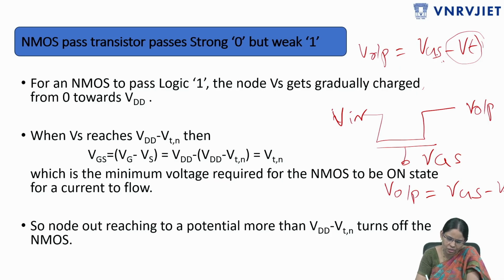But if you consider the strong 0, whenever it is 0, because of the threshold voltage it is not going below 0. That is the reason it is a strong 0 but weak 1. This statement is only because of the constraint of the threshold voltage.